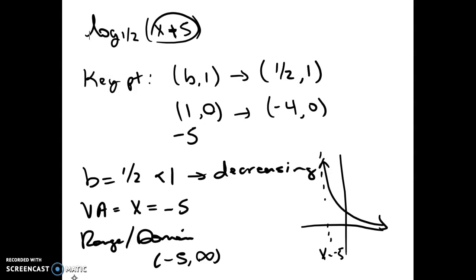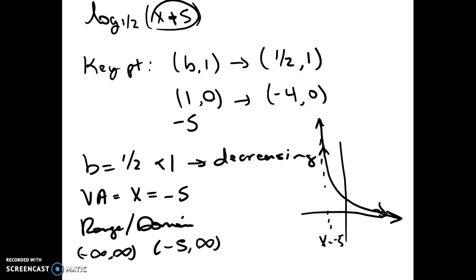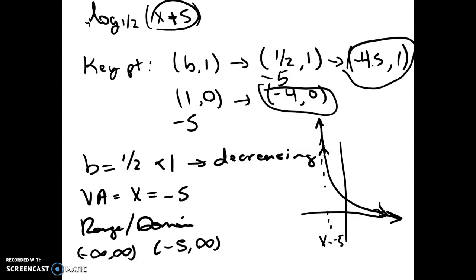Okay, now the range. The range of this is going to keep going up and up for positive infinity. This is going to keep going this direction, down, down, down. So it goes from -infinity to +infinity. I also need to subtract 5 from this point right here because of moving to the left. So this is going to be (-4.5, 1). So these two points are key points.